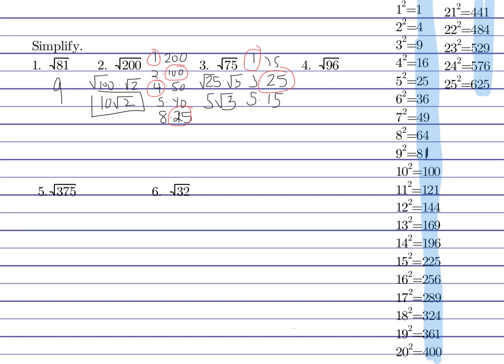1 times 96, 2 times 48, 3 times 32. I know 4 goes into it. 4 times 24. 6 does. I know 6 does because 2 and 3 do. So 6 times 16. 8 does. I think it's 8 times 12.